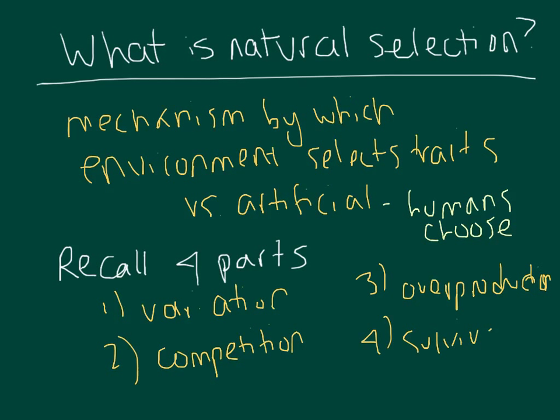Remember, variation means being different, and in clones, mutations cause the variation. Competition is fighting against others for limited resources. Overproduction means you're making more than you need. And lastly, survival of the fittest has to do with being able to survive and have offspring. It's a two-edged sword. You need both things: being able to survive and have offspring.